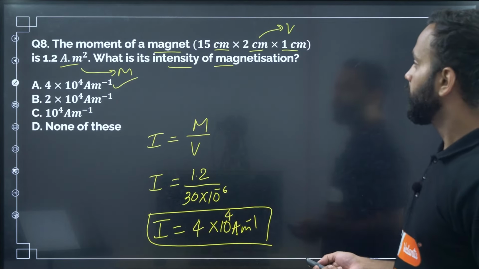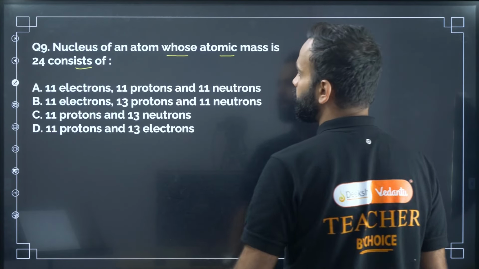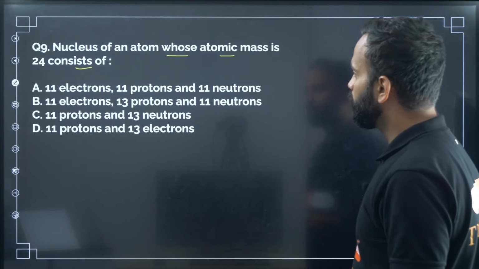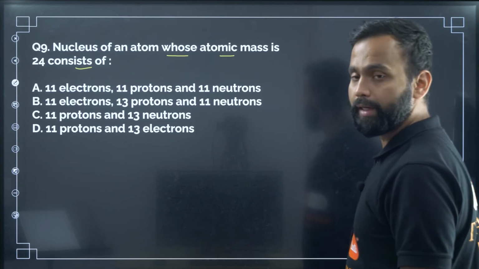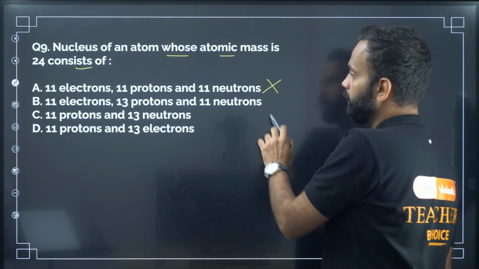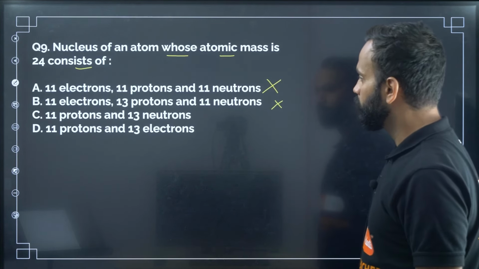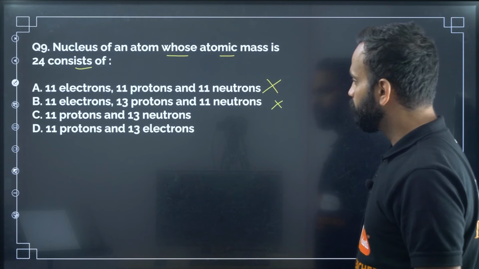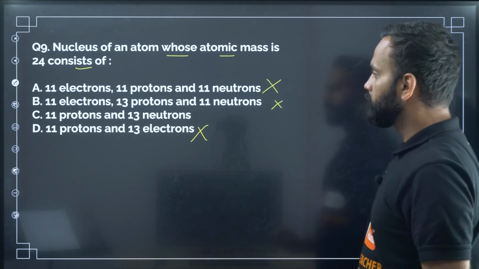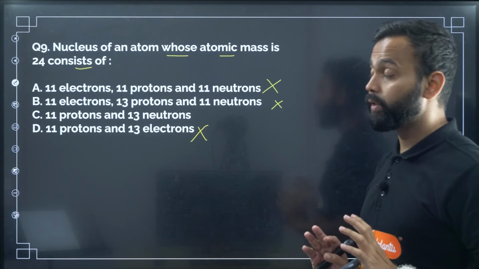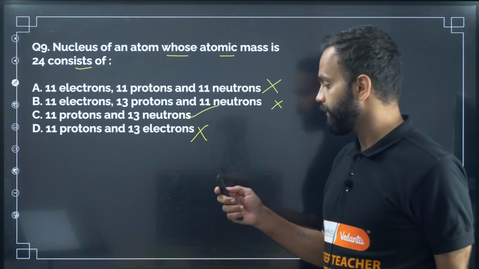Question number 9. The nucleus of an atom whose atomic mass is 24 consists of. Option A says 11 electrons. The nucleus doesn't have any electrons, so option A is wrong. Option B is also wrong. Option C, 11 protons and 13 neutrons, correct. Option D, 11 protons and 13 electrons, is wrong. The nucleus cannot have electrons, so option C is the correct answer.